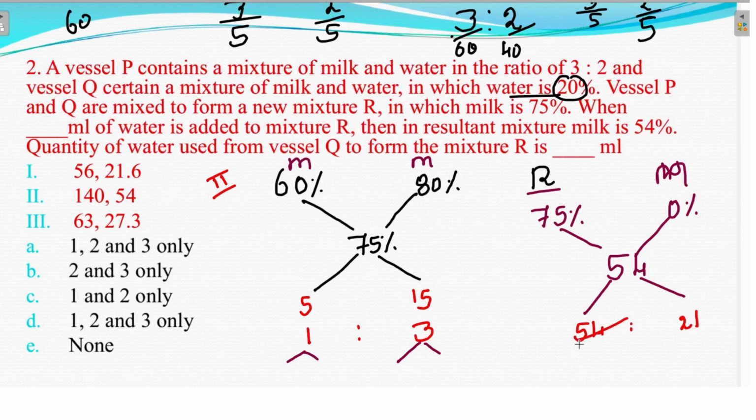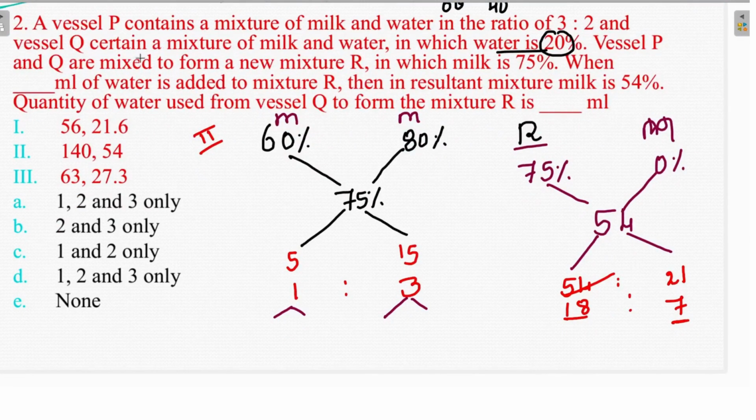Again, if I do the ratio, 3 7s are 21, 3 18s are 54, so the ratio is 18:7, which means you added 7 parts of water. The mixture in vessel R is 18 liters in total, some liters taken from P and some from Q. In this 18 liters we have added 7 liters of water. According to the options, we have to check now.